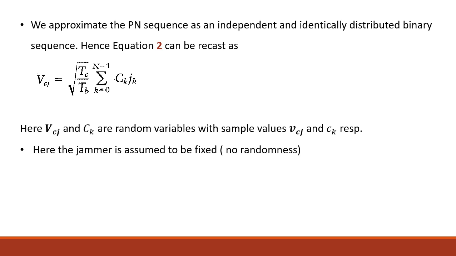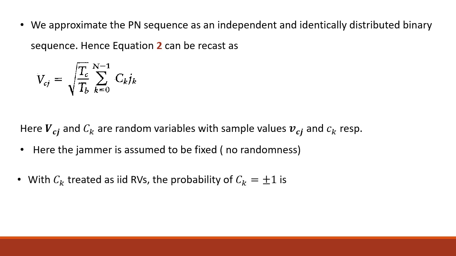Next we assume that the jammer is fixed, that is, there is no randomness regarding the jamming signal. With ck treated as IID random variables, the probability of ck is equal to 1 will be equal to the probability of ck is equal to minus 1, which is equal to half. That is, the value of ck can be either plus 1 or minus 1, and since they are independent and identically distributed, both ck equal to plus 1 and ck equal to minus 1 have equal probabilities of 0.5.